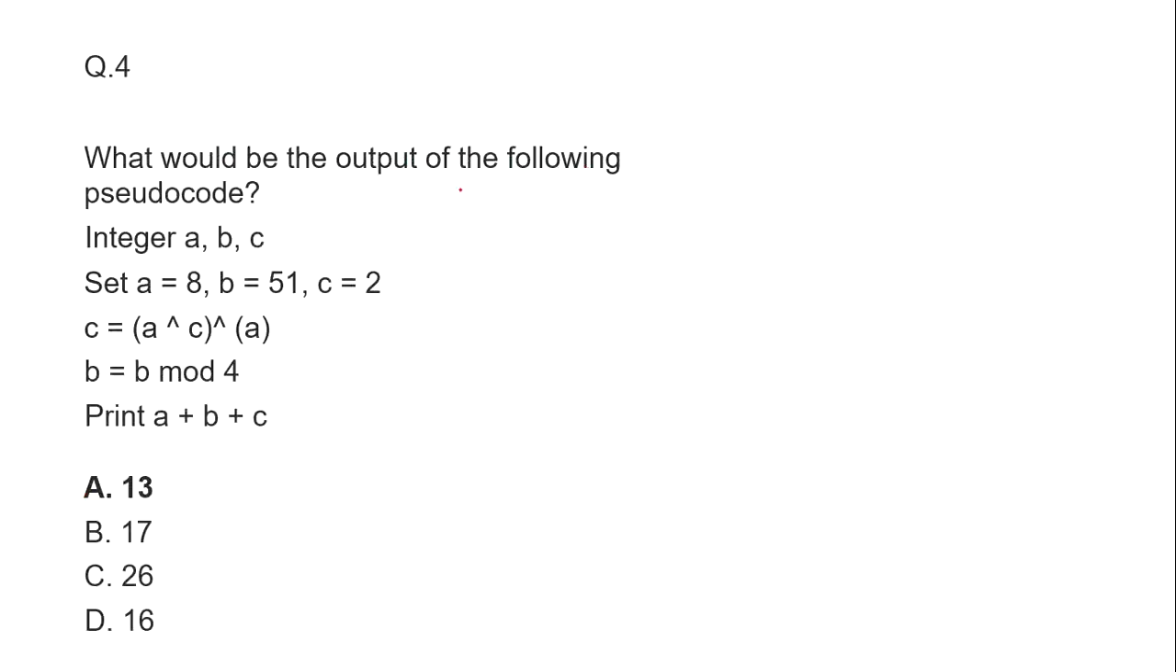What would be the output of the following pseudocode? Integer A, B, C, set A equal to 8, B equal to 51, C equal to 2. Here also we are using the XOR operation. So make sure that you are aware of this sort of operation, that is XOR, OR, NOR. I'm expecting that you must know about all of them. Here we have C equal to, and according to BODMAS rules also, first you have to solve the bracket. So first we solve A XOR C. What is the value of A? That is 8. What is the binary value of 8?